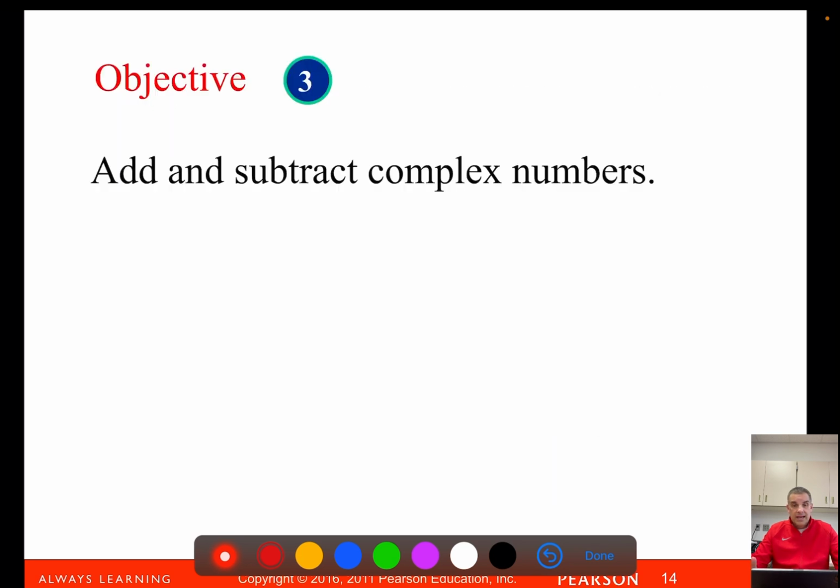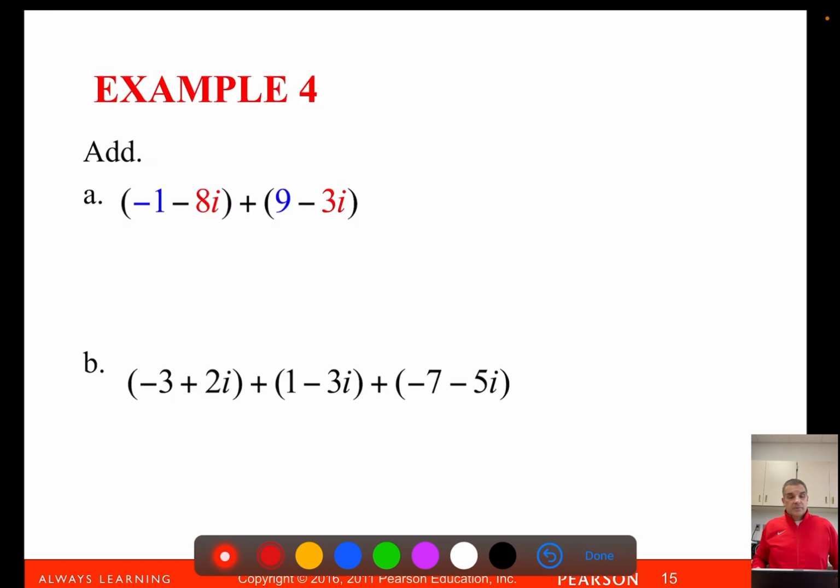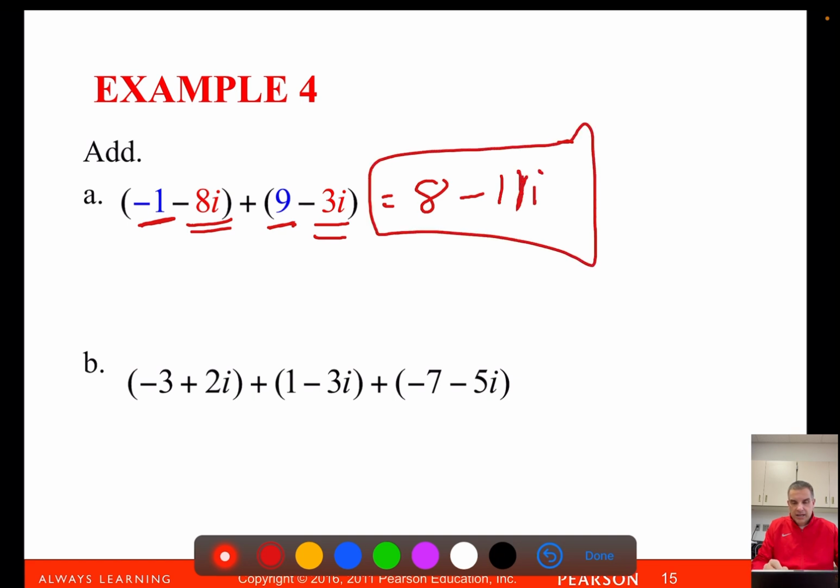Right? So how do we go about adding and subtracting complex numbers? Well, you add and subtract complex numbers just like you add and subtract polynomials, combine like terms. So if we have something like -1 minus 8i plus 9 minus 3i, you're going to combine the real parts. -1 plus 9 is 8. You're going to combine the imaginary parts. -8i plus -3i is -11i. And then you can't combine real with imaginary, and you're done.